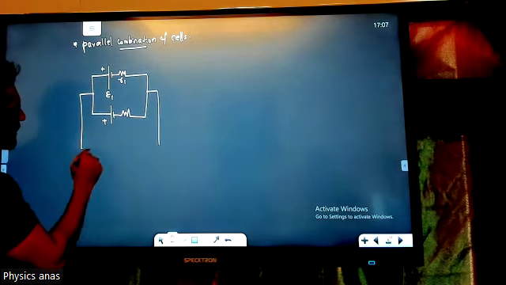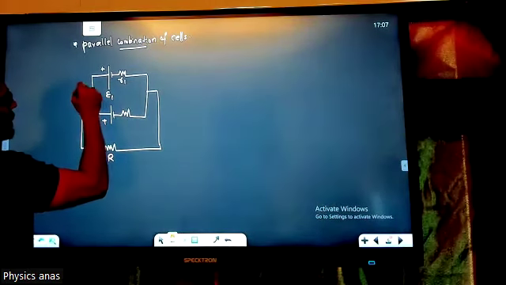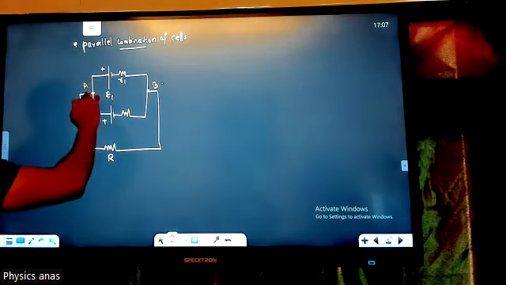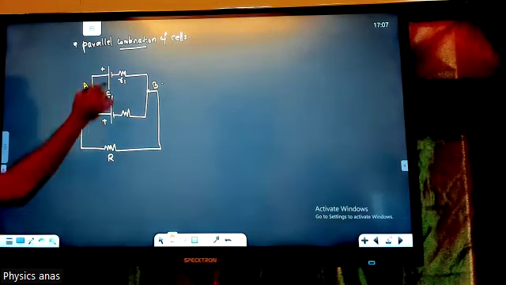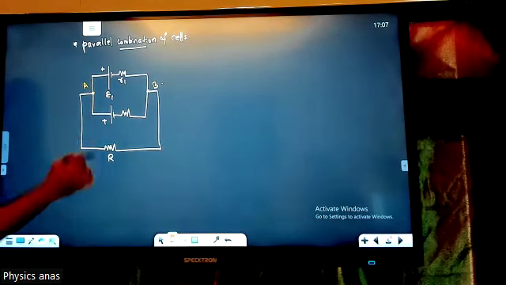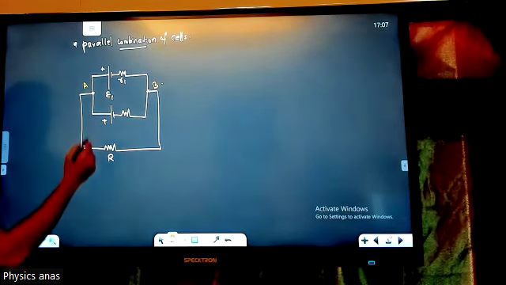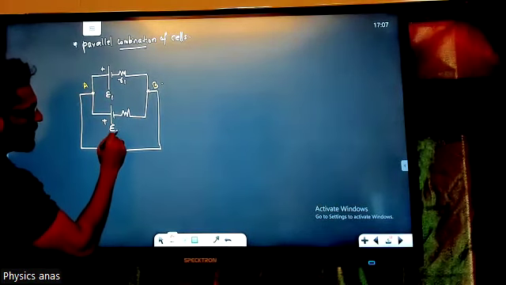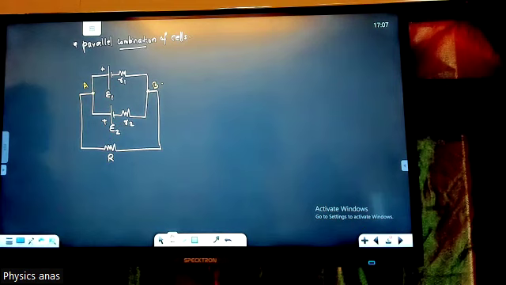This is our circuit now. I am calling this point A and this point B. VAB is the voltage that is getting on this cell. And what is this cell? The second cell that has an EMF of E2 and R2.